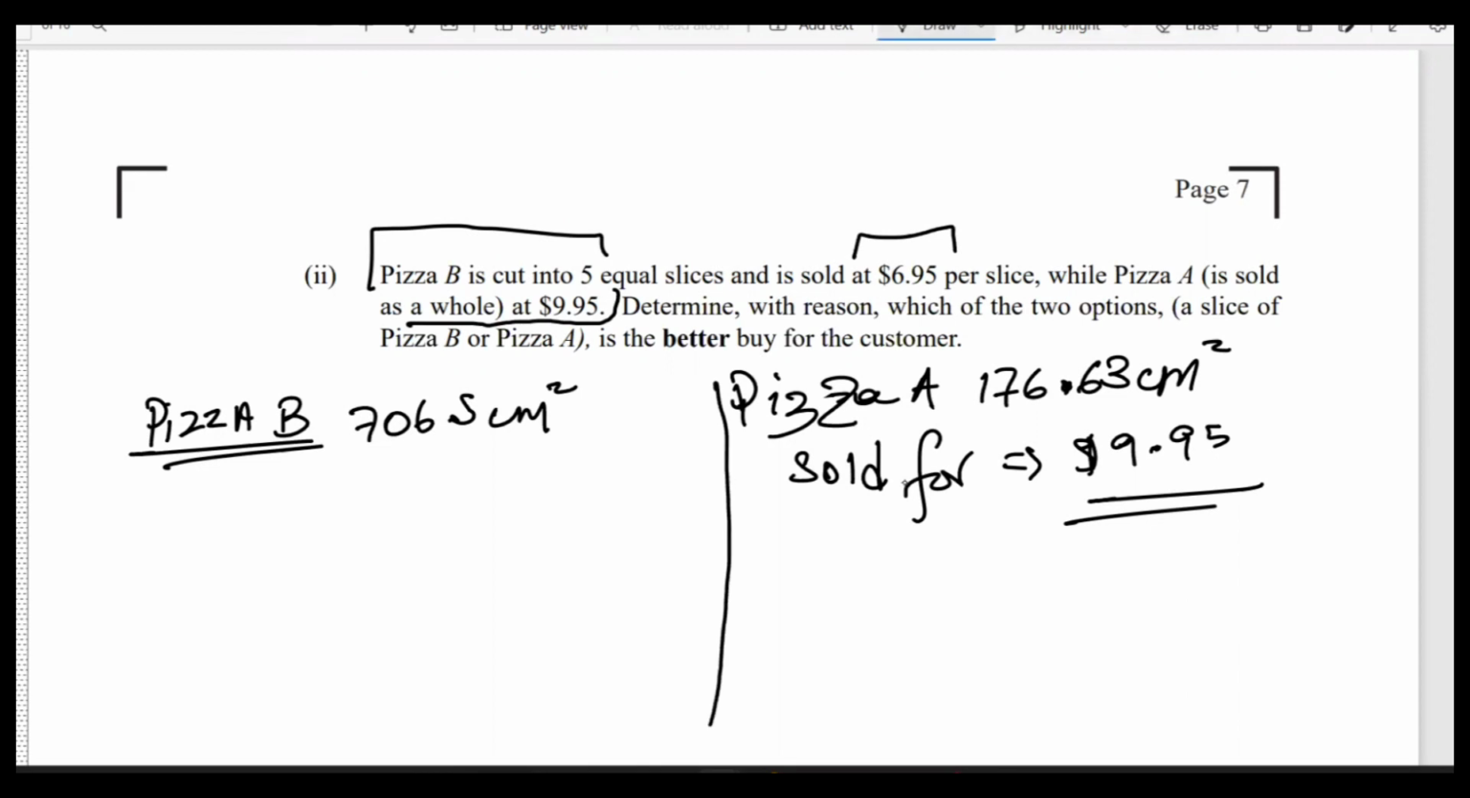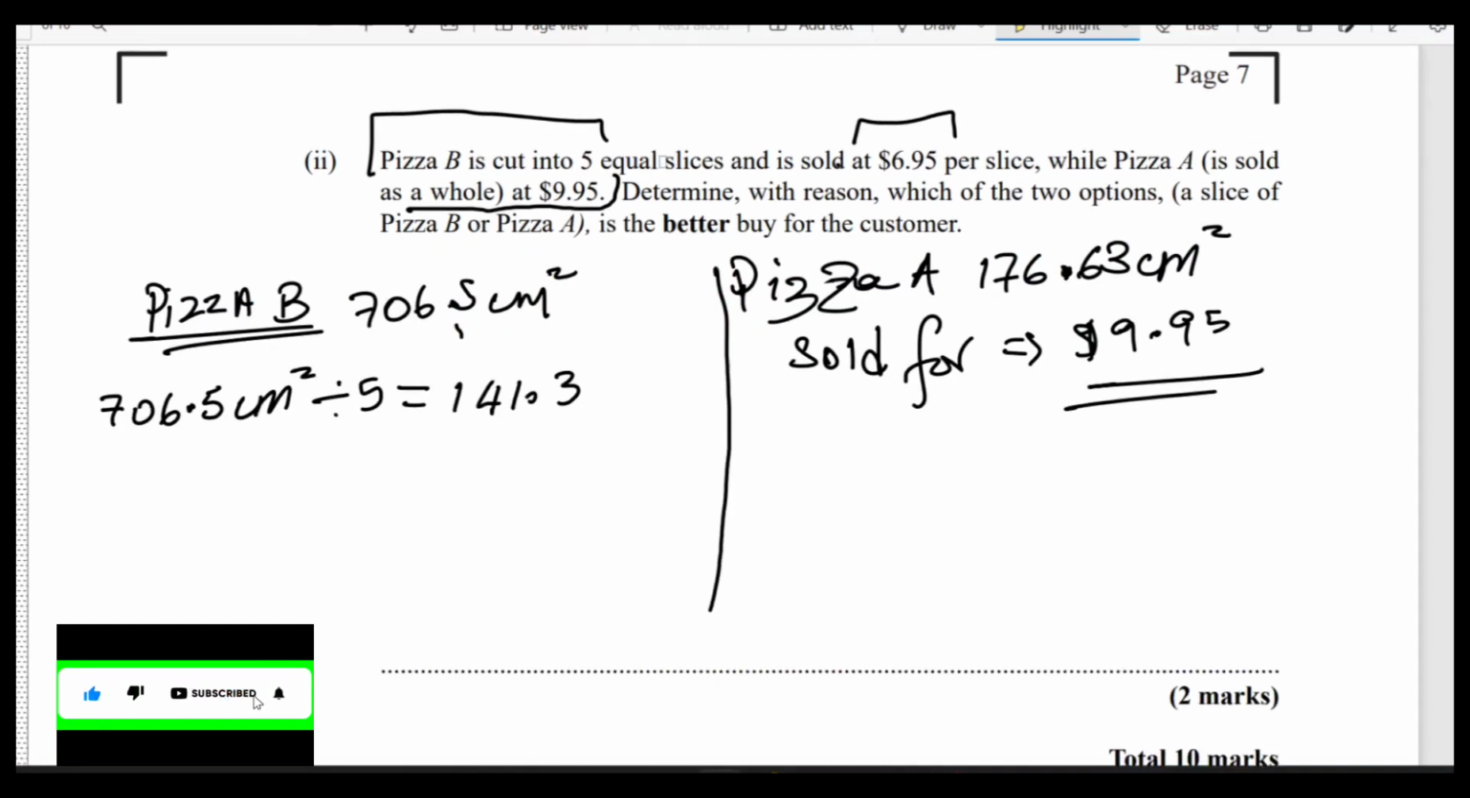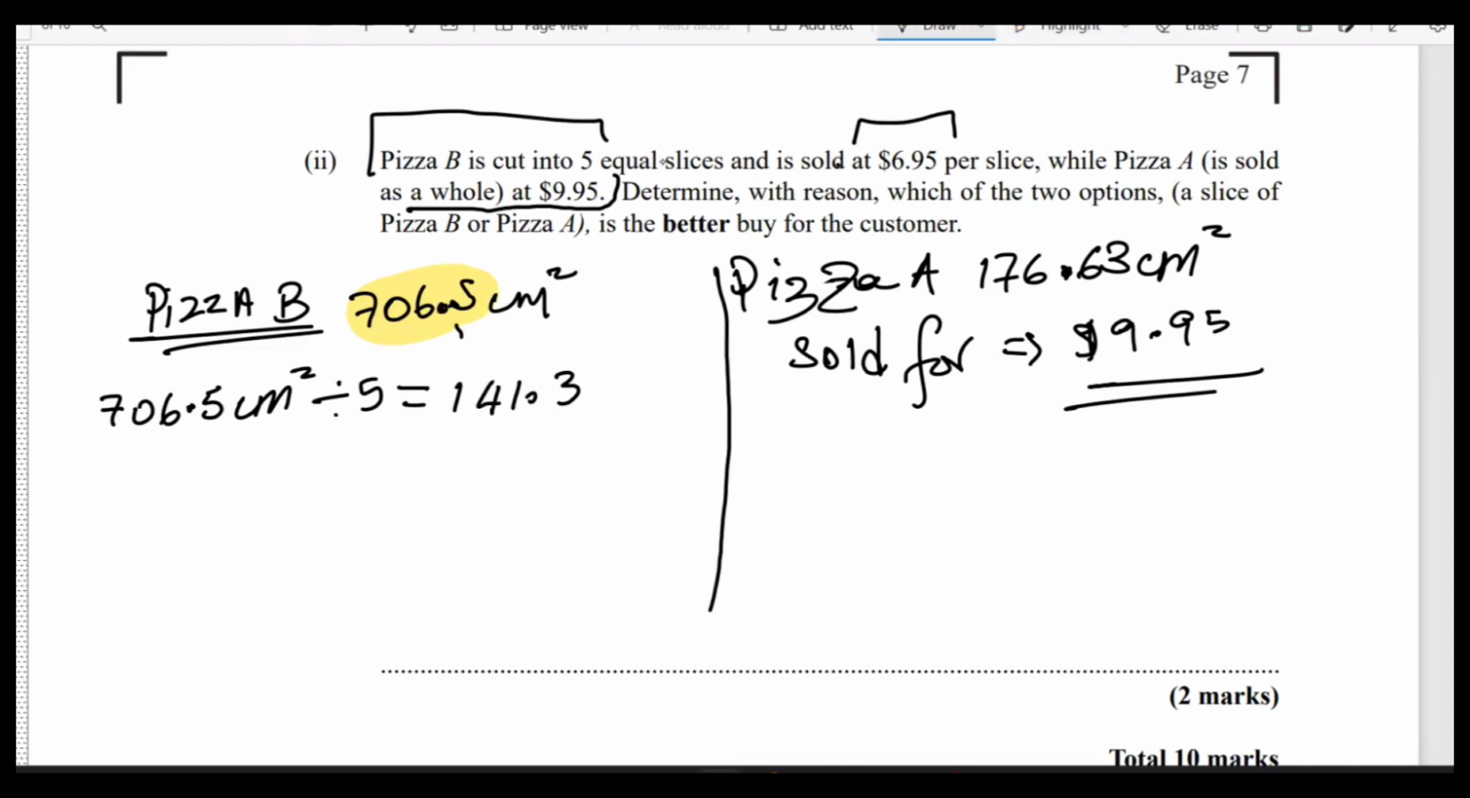It was cut up into 5 equal pieces and then sold at a particular price. So what we want to do is divide this 706.5 into 5 equal pieces. When we cut pizza B, which is 706.5, into 5 equal pieces, we're actually getting 141.3 cm squared for a slice.